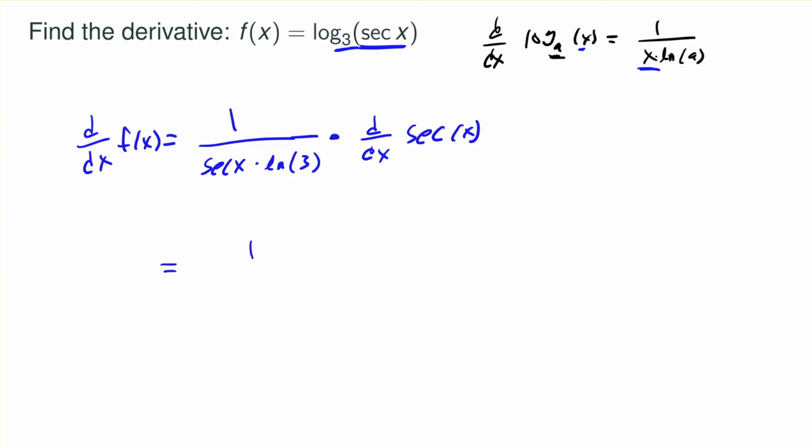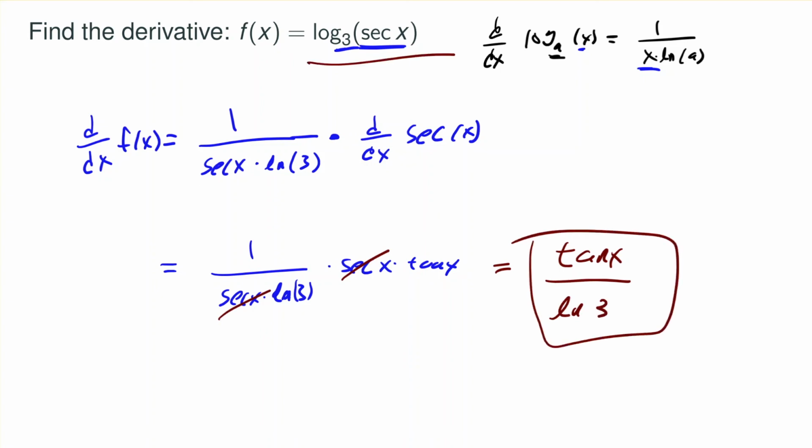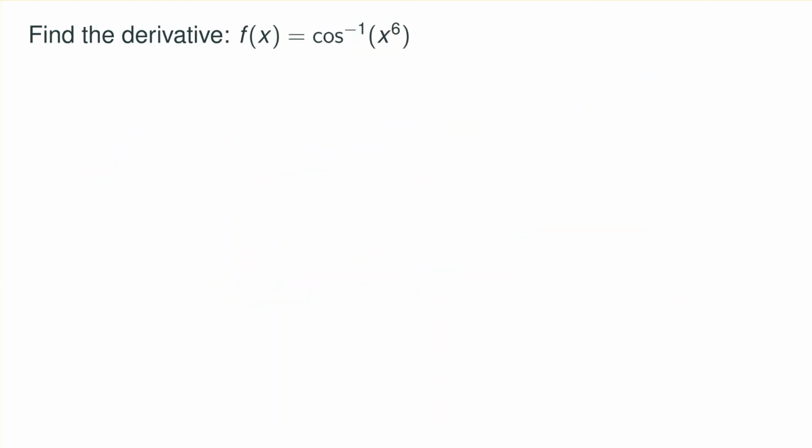Derivative of secant x is secant times tangent x. So that's secant x times tangent x. And we can simplify. You see that this secant cancels out. So the only thing we have left is this tangent x over natural log of 3. So this is the derivative of this right here, log base 3 of secant x.